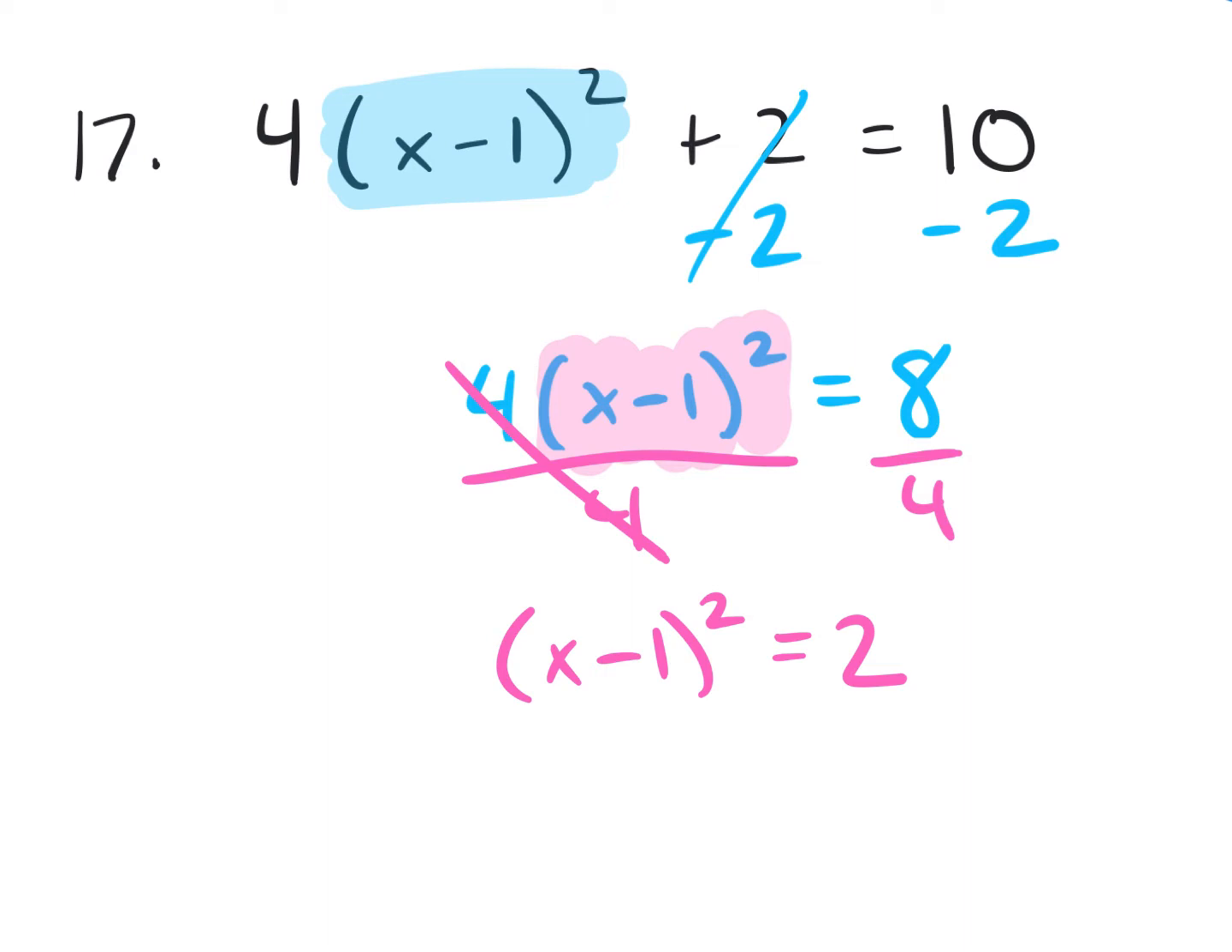Now that my x minus 1 squared is all by itself, how can I get rid of the squared? Square root both sides. So it'll cancel out with the squared. So on the left, I just have x minus 1. What do I have on the right?